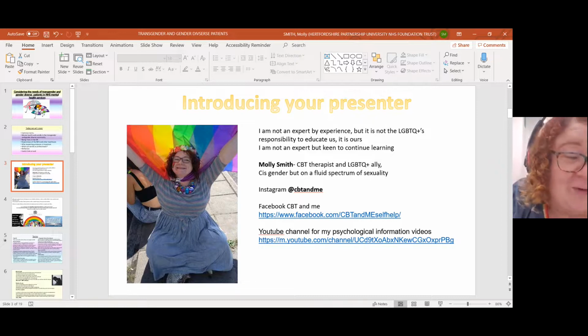So, you know, things may not be 100% perfect today, but I'm trying. My name is Molly Smith. I'm a CBT therapist, or a cognitive behaviour therapist. I work in the NHS and mental health services. I would like to consider myself an ally. I wouldn't identify myself as gender diverse, but on a sexuality spectrum, I would say I'm on an ever-changing fluid spectrum of sexuality. So in that sense, I guess I would consider myself part of the LGBTQ+ community.